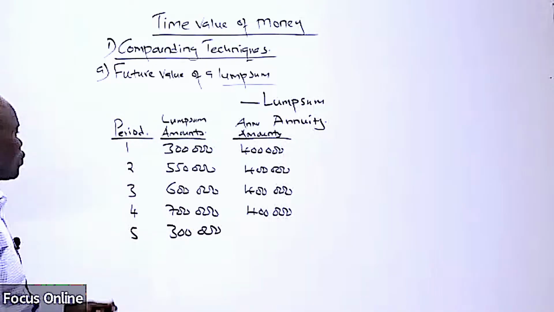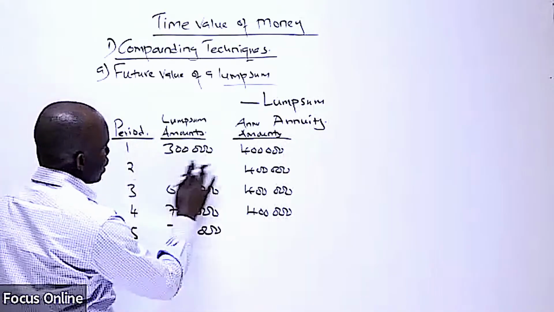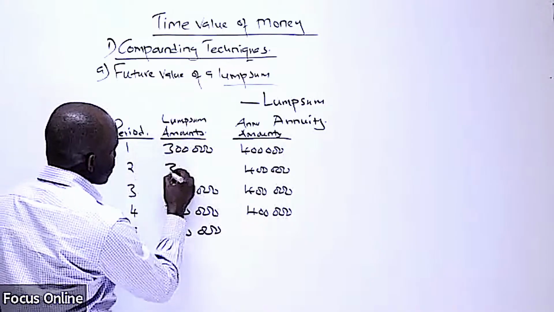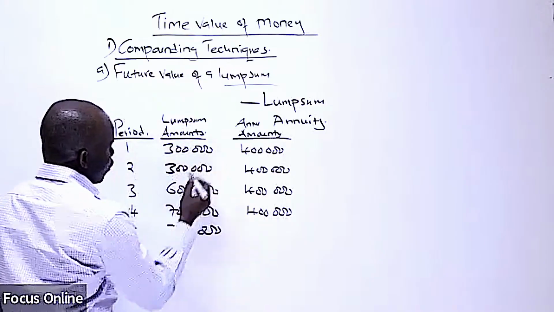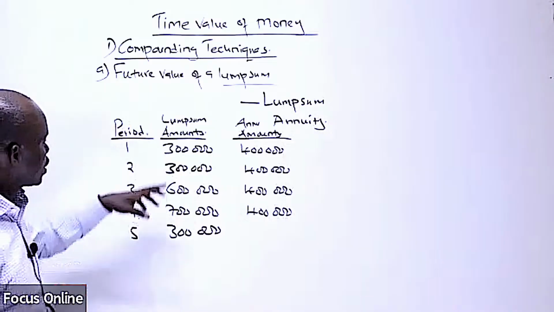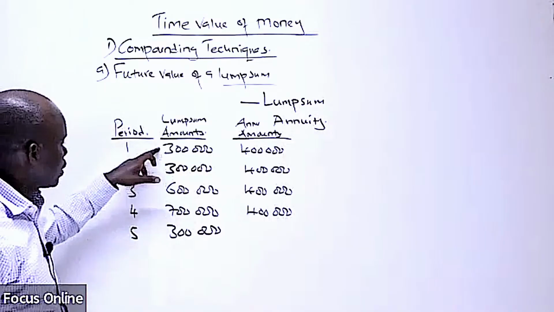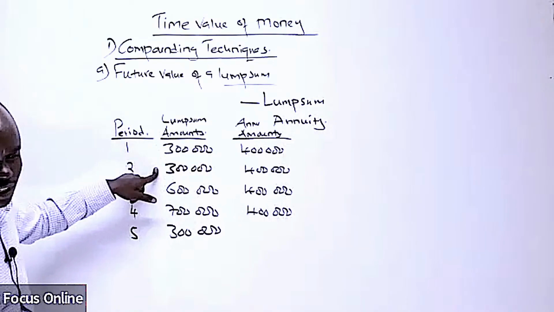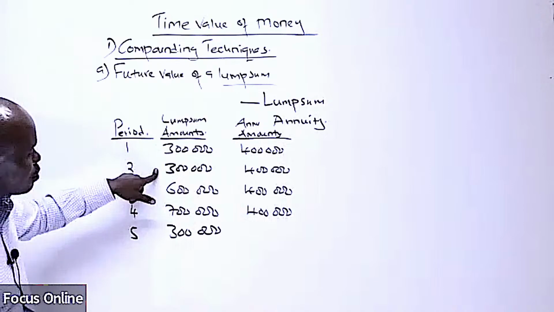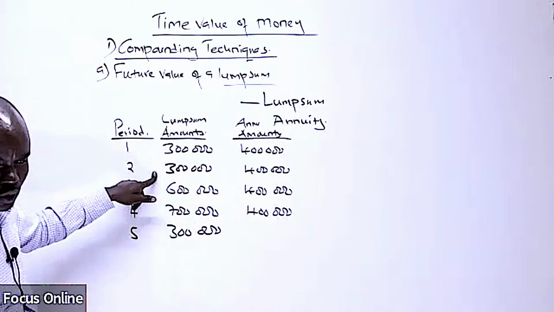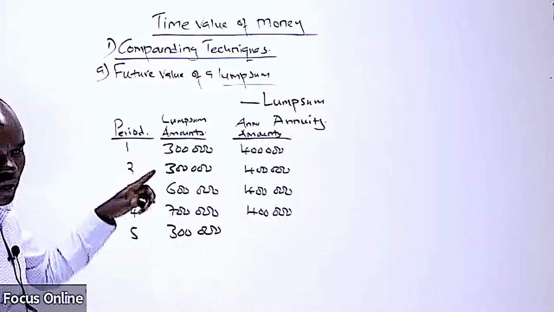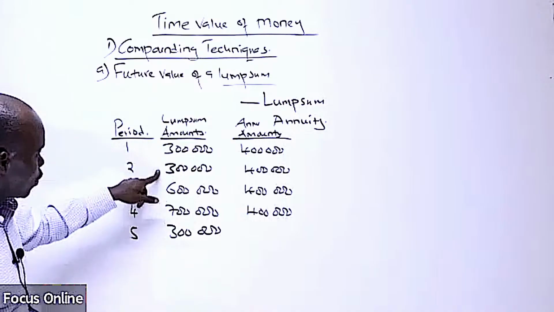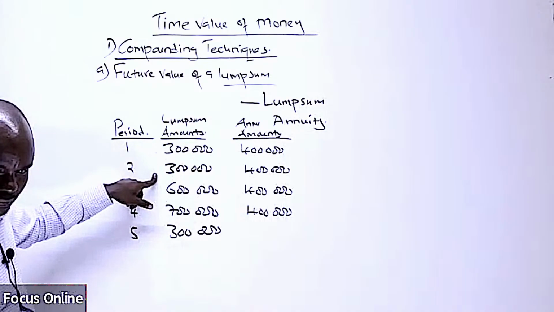However, if you get 300,000 here and 300,000 here, two 300,000s that follow each other, this one and this one will be referred to as an annuity. Year 1 and year 2, or period 1 and period 2, we have an annuity of 300,000 because they follow each other. Yeah?